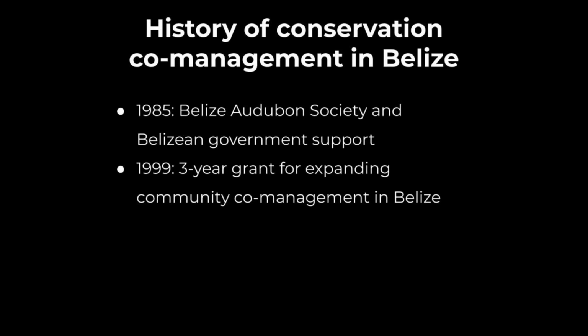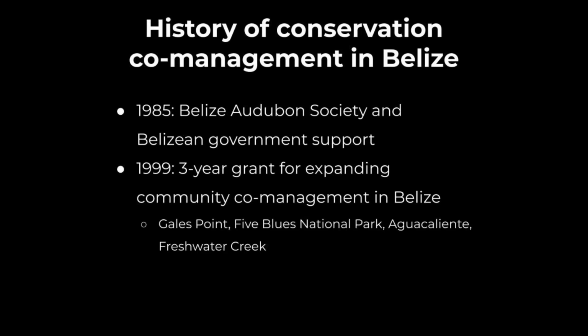$750,000 US to develop a community co-managed protected area subsystem. The grant was obtained through the Protected Areas Conservation Trust, and the project began in 1999 with CC staff as advisors, then having 15 years of experience working with Belizean communities. The project was to work with Gales Point, Five Blues National Park, Agua Caliente Wildlife Sanctuary, and Freshwater Creek. In addition, under our original proposal, we proposed to develop an umbrella organization of the community-managed protected areas with a series of meetings and a newsletter.